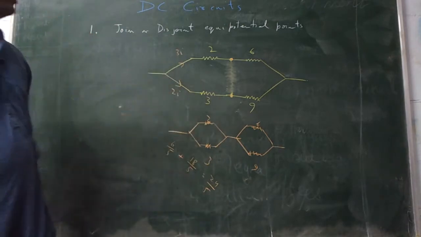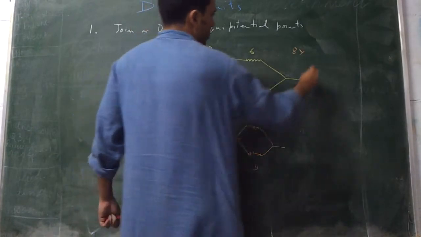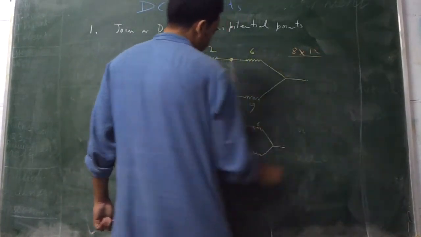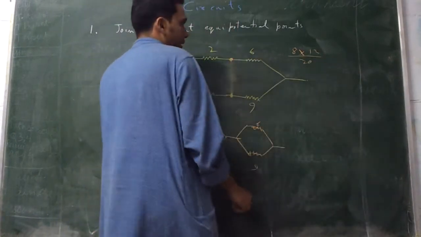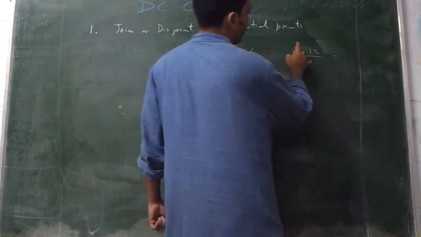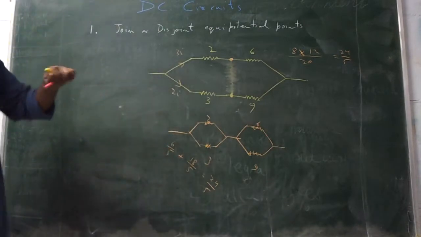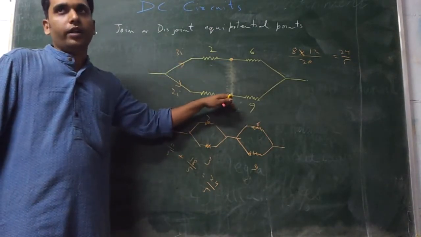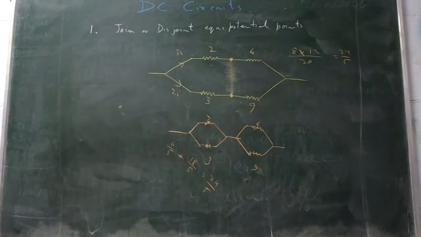If you do it like this, you have 8 and you have 12. 8 into 12 divided by 8 plus 12, which is 20. So again you cancel with 4 and you have 2 times this, 24 by 5. Anyways you do it, we are seeing that you can disjoin an equipotential point or you can join an equipotential point and the circuit remains the same.